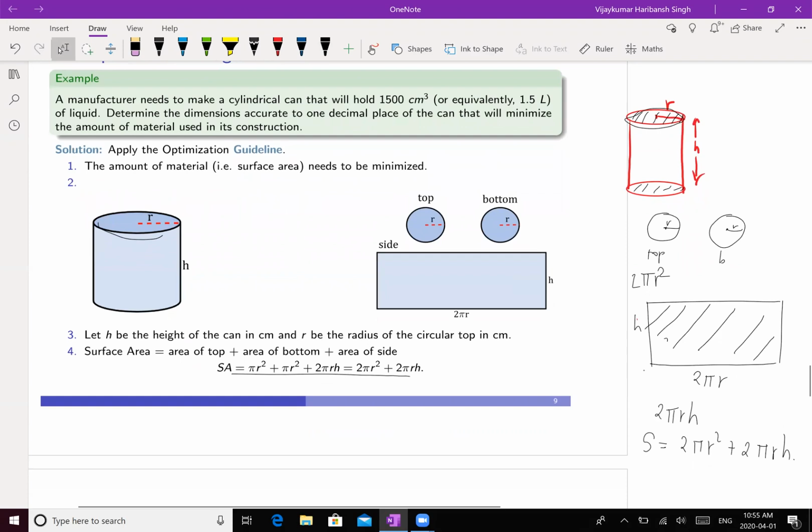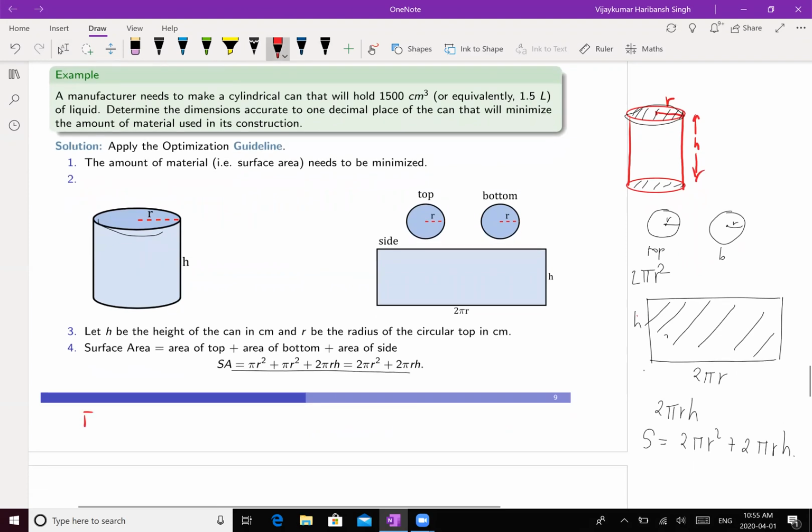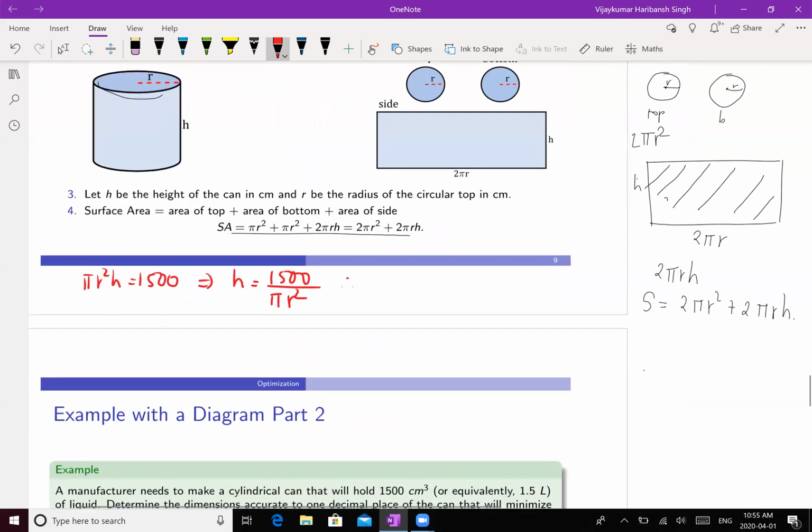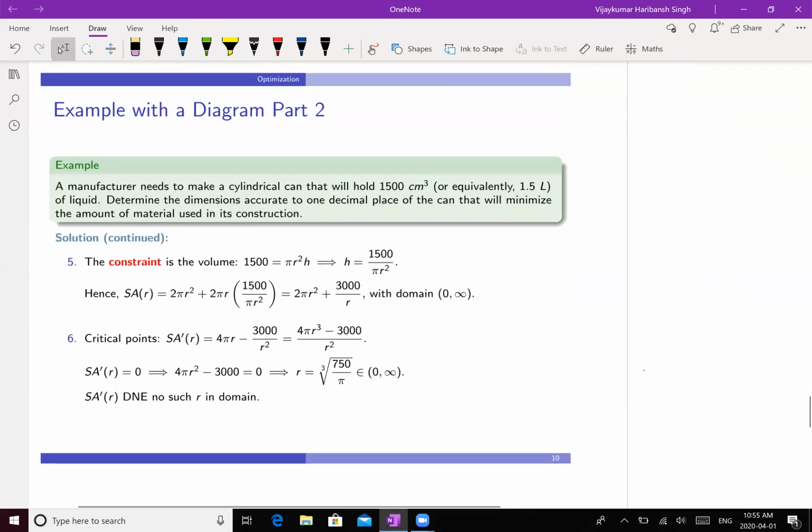We have volume, which is pi r square h, is 1500. So this means that h equals 1500 by pi r square. So therefore, we can put that back in the equation. So we get surface area is going to be 2 pi r square plus 2 pi r times, instead of h, I'm going to put this. So I get this guy here, and the domain is 0 to infinity.